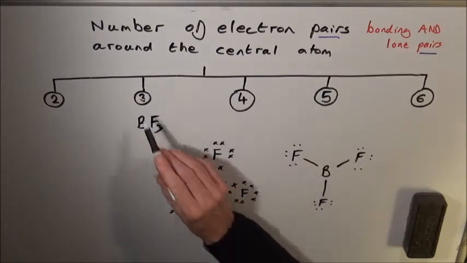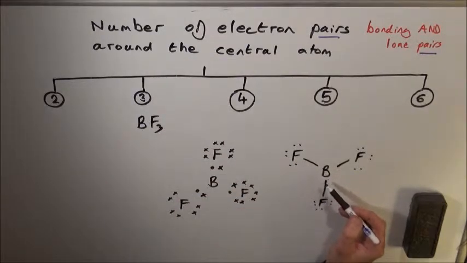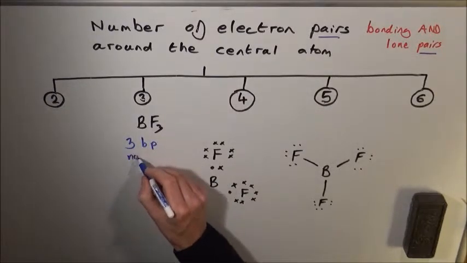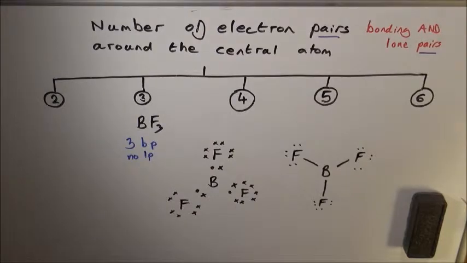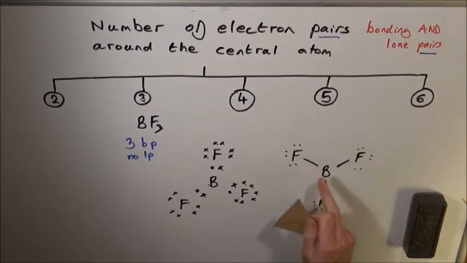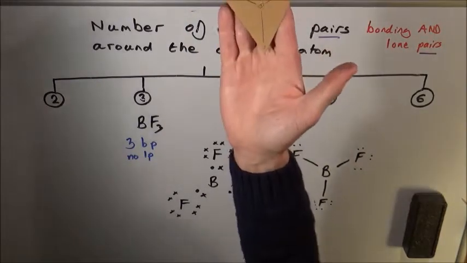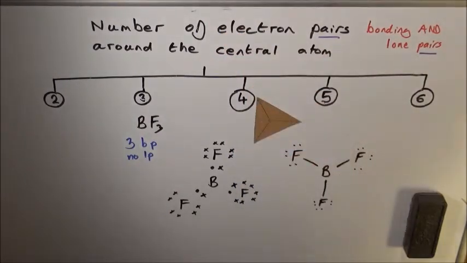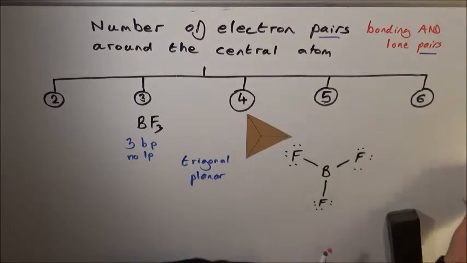And so we have 3 electron pairs around the central atom, and they are all bonding pairs. So I can just write here 3 bonding pairs, no lone pairs. And boron trifluoride minimises the repulsion between the electron pairs by forming a flat triangle. Okay, so it's called trigonal planar, and we can work out the bond angle.